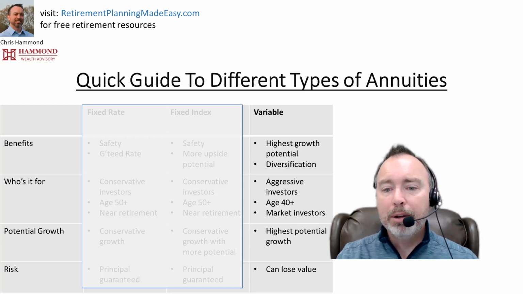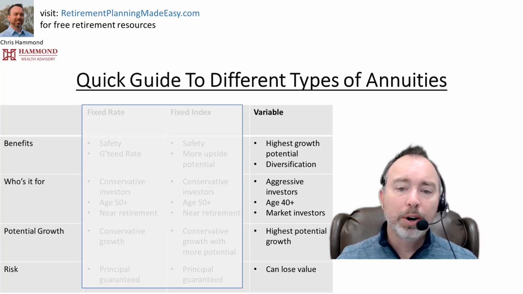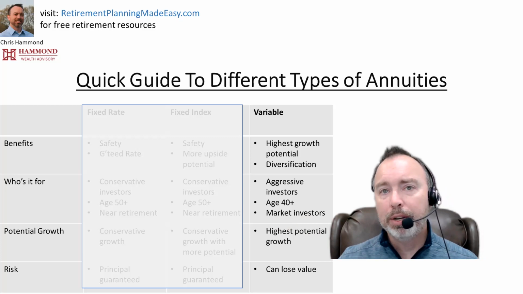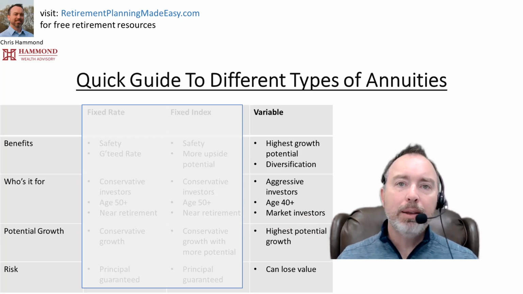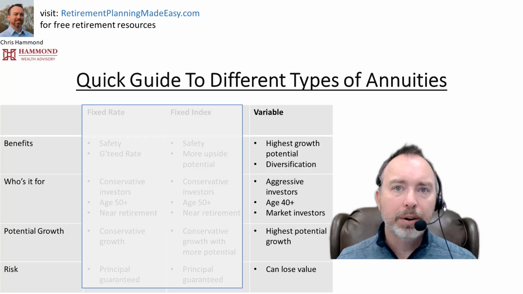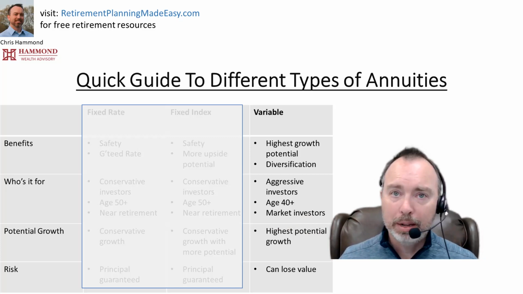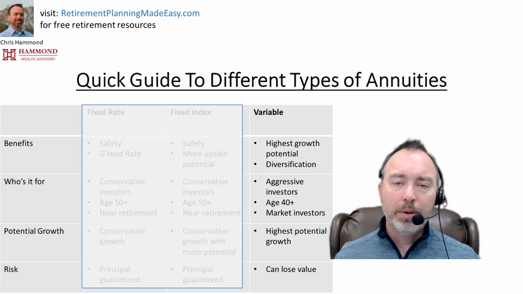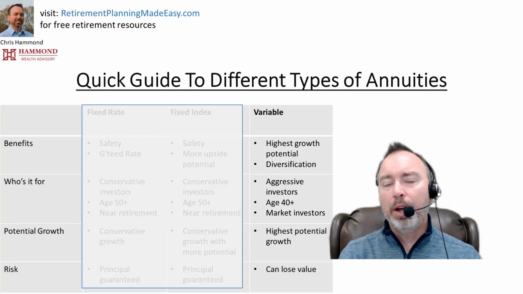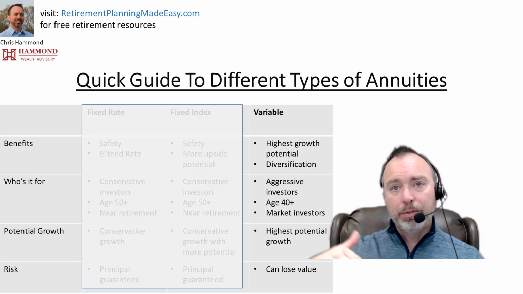Now, variable annuities are for more aggressive investors, people that want to have more growth potential, and a lot of times it's for people that have already maxed out their retirement plans, like their 401k or their traditional IRA or Roth IRA, and they're looking for another account that can grow but have tax deferral in that growth.